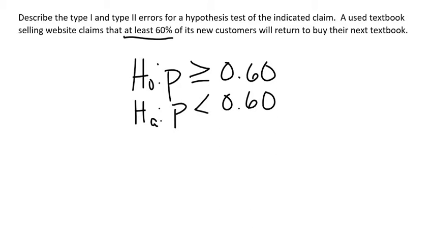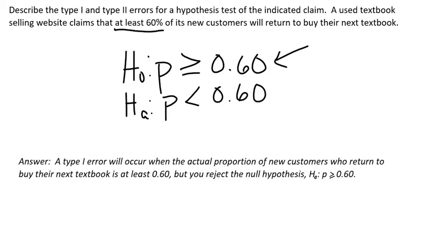Now let's look at this in terms of the type 1 and type 2 errors. Remember that the type 1 error occurs if the null hypothesis is rejected when it is true. This means that we would reject the null hypothesis, but yet the null hypothesis is true. Therefore, the answer is a type 1 error will occur when the actual proportion of new customers who return to buy their next textbook is at least 0.60, but you reject the null hypothesis.